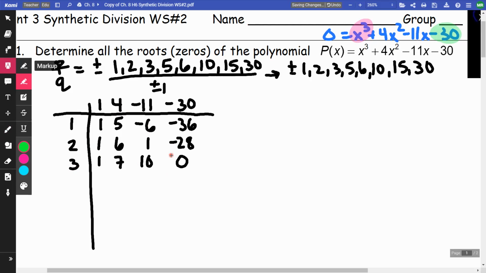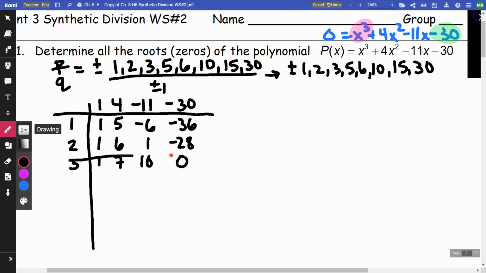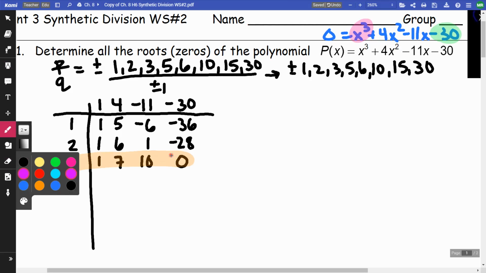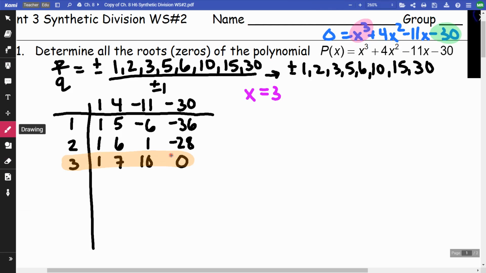So right now, I just found a 0. Oops, sorry, I thought I was in highlight. So one of my zeros is going to be x equals 3. That's one of my zeros.